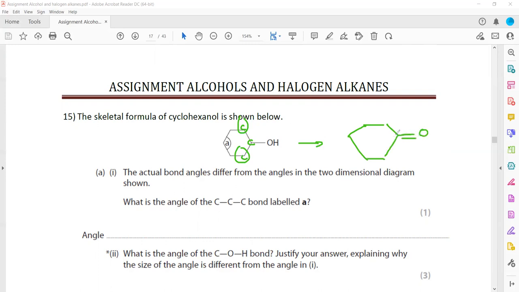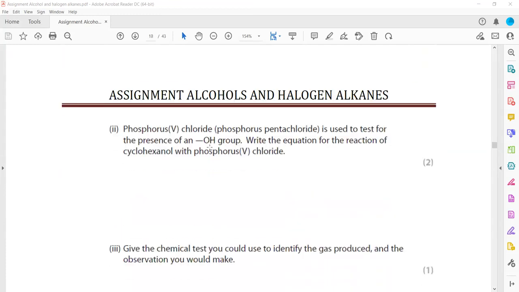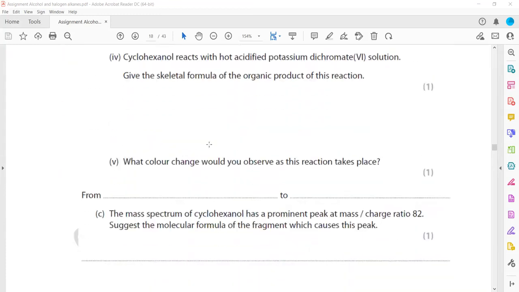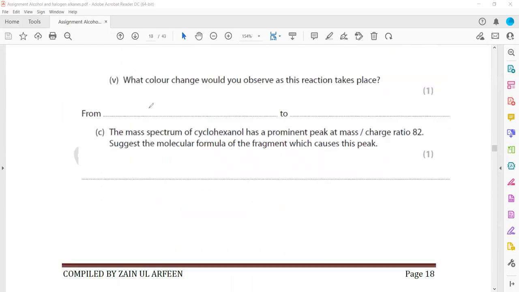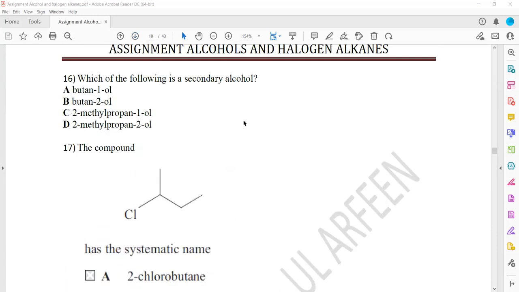But the formation of a ketone means the carbon is attached to O, so a C=O will be there. That is the product of oxidation. And what is the observation if you use potassium dichromate? It turns from orange to green. The original starting colour is orange and the final colour is green. As for the mass spectrum, that is in the analysis and mechanism topic, the last topic we will discuss, and then you will be able to answer this.